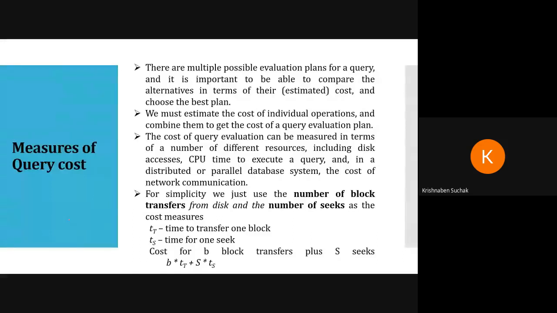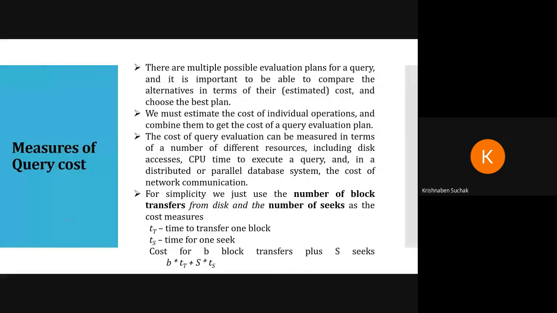The cost of query evaluation can be measured in terms of the number of different resources, including disk accesses, CPU time to execute a query, and, in a distributed or parallel database system, the cost of network communication. So there are many factors which can affect the cost. The network through which you run your query, the CPU time to execute the query, disk access, and human efforts all affect it. These are a few things on which your cost depends.